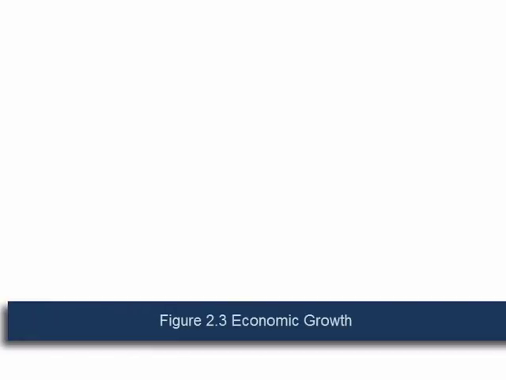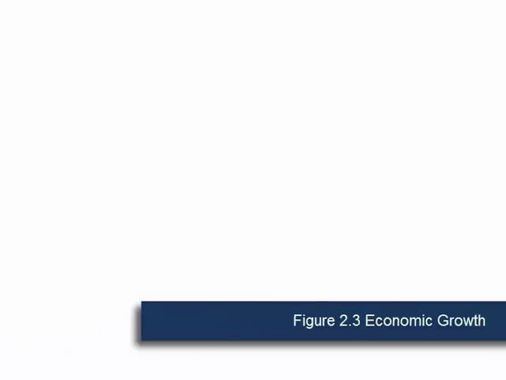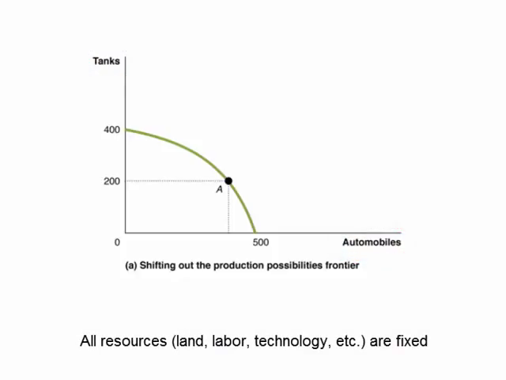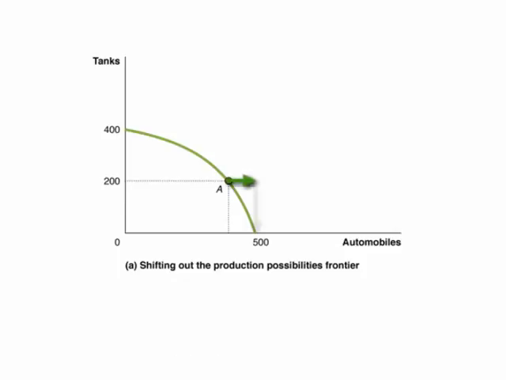So we will stay with our example of the overall economy to use the production possibility frontier to illustrate a very important economic concept, something called economic growth. So here in Figure 2.3, we're going to have our typical production possibility frontier for our economy producing automobiles and tanks. Remember, we are currently assuming all resources are fixed. Thus, in order to produce more automobiles, we have to produce fewer tanks. In other words, we move along the production possibility frontier.